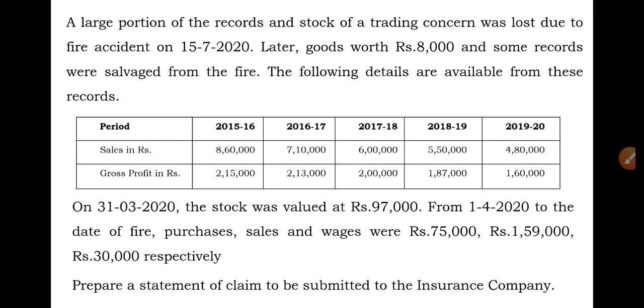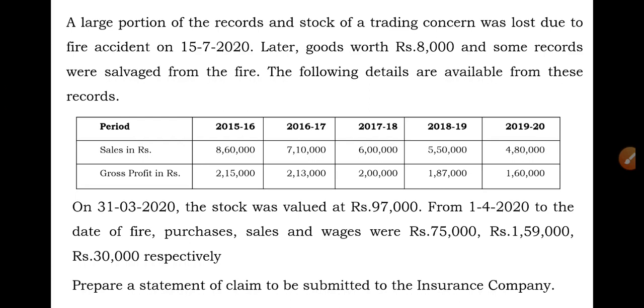And the next information: from 1/4/2020 to the date of fire, purchases, sales and wages were 75,000, 1,59,000 and rupees 30,000 respectively. So in the present year, from the beginning date to the date of fire, they have mentioned some items and amounts: purchases, sales and wages.